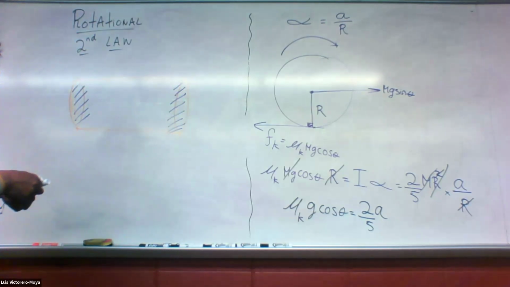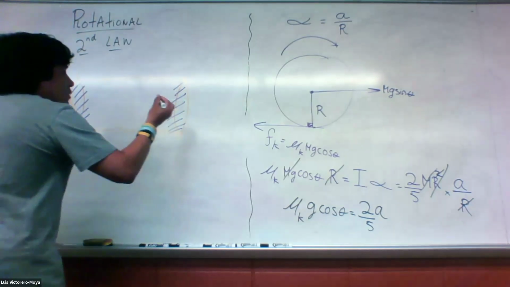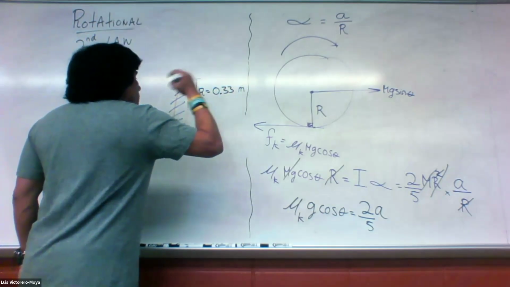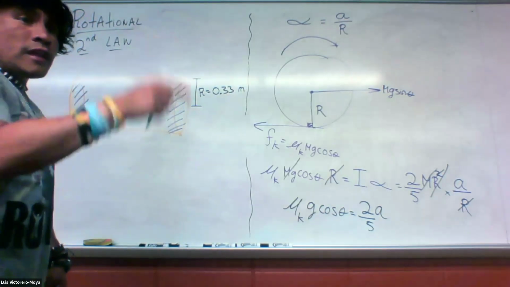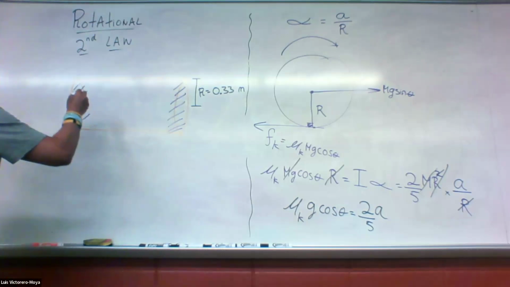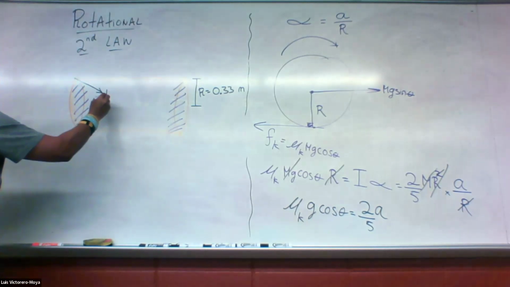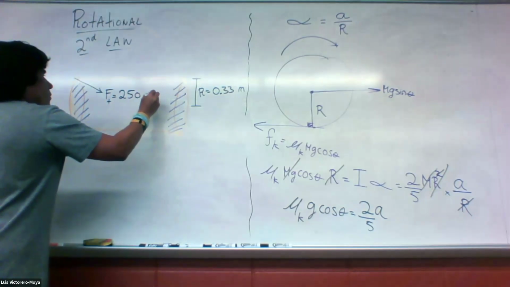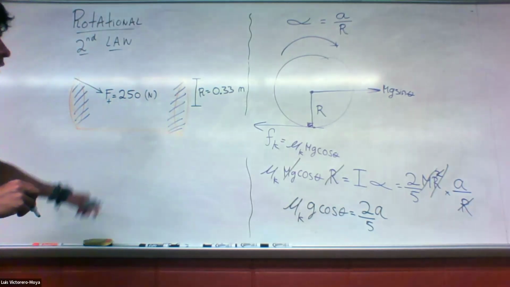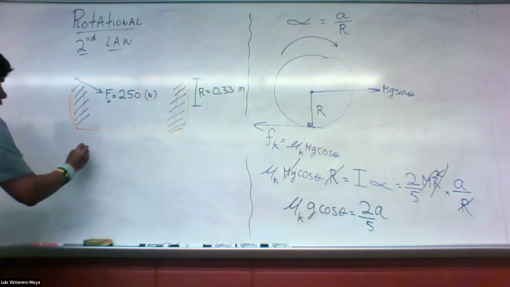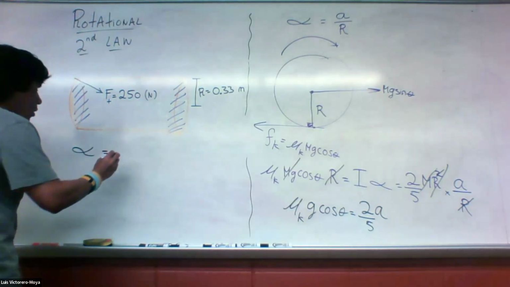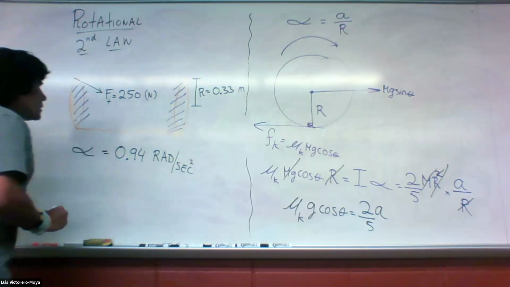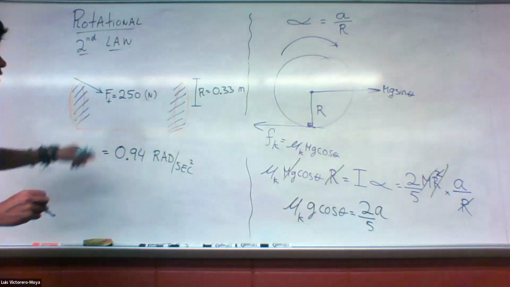And there is a tangential force acting on the cylinder. Now, the cylinder has radius 0.33 meters, and is rotating due to a tangential force. So we draw a force like this, tangential, equals 250 newtons, applied on the edge like that. This gives you an angular acceleration of 0.94 radians per second squared. So that force produces that acceleration on this solid cylinder.